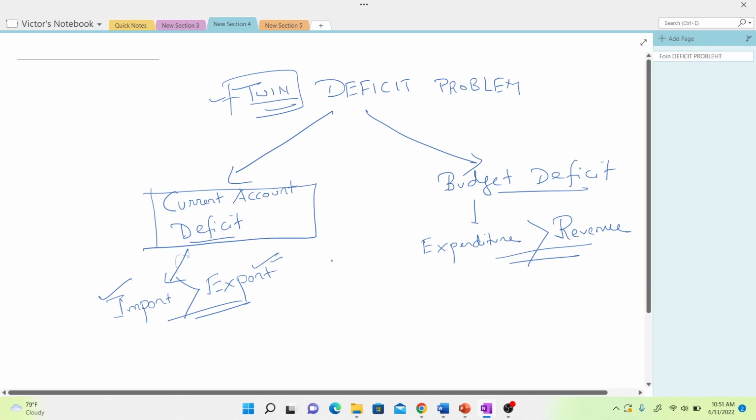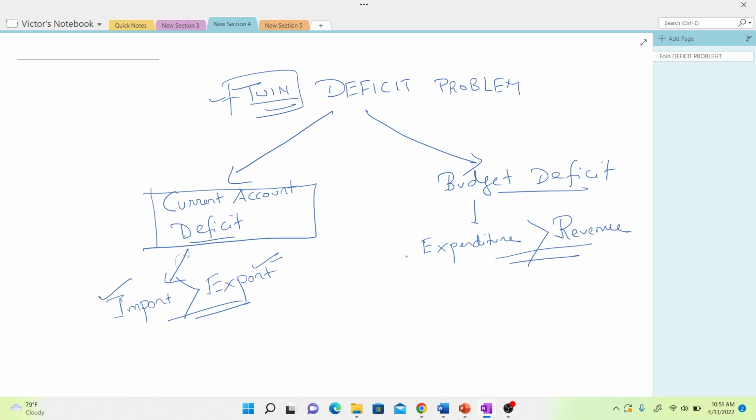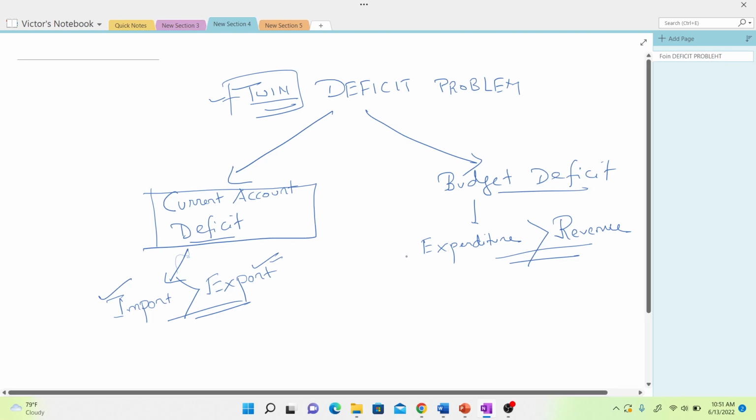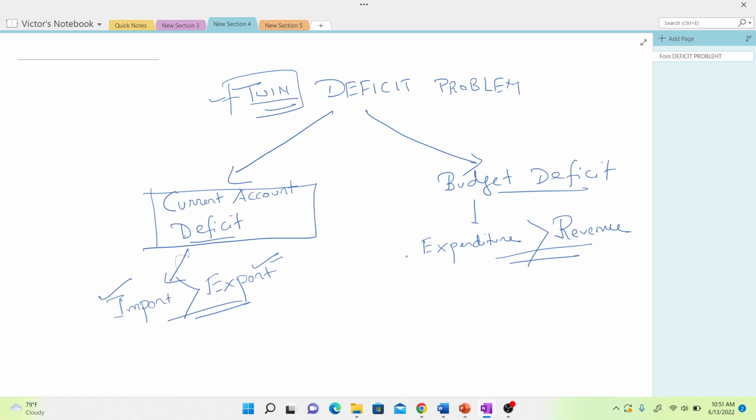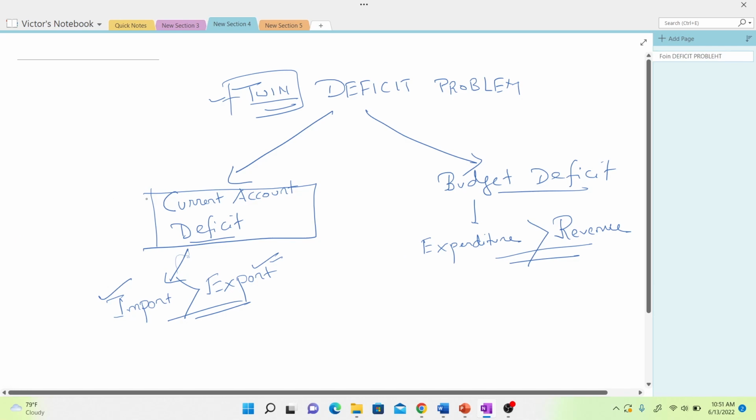Now these two things are happening simultaneously for Sri Lanka. The question you might have in your mind is, why is this happening? Why are these two deficits happening simultaneously for Sri Lanka? I'll tell you exactly why in a very short while. For now, just understand that Sri Lanka is facing a twin deficit problem. It is having a current account deficit and a budget deficit at the same time.